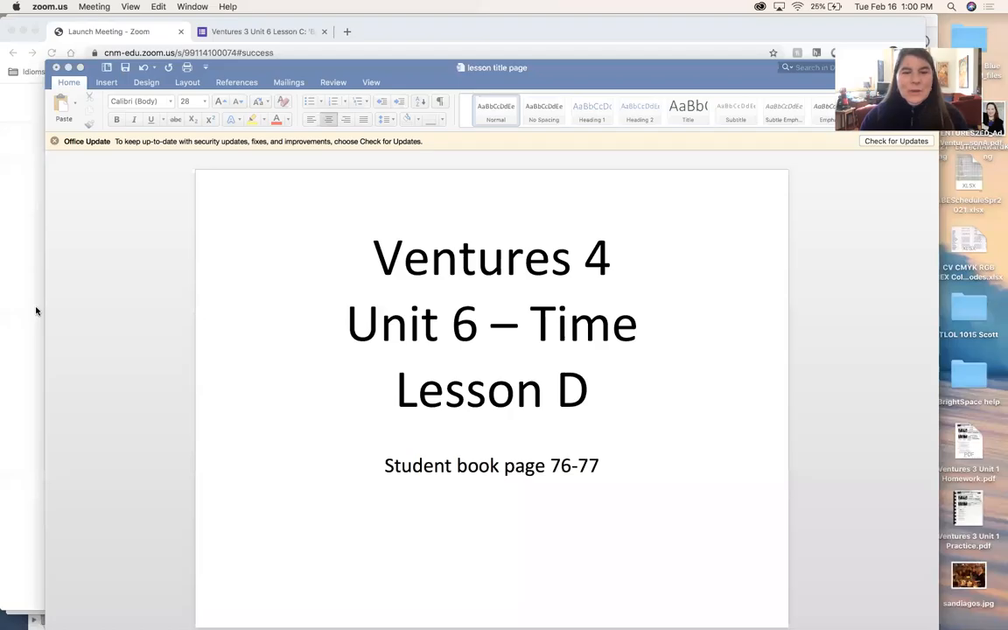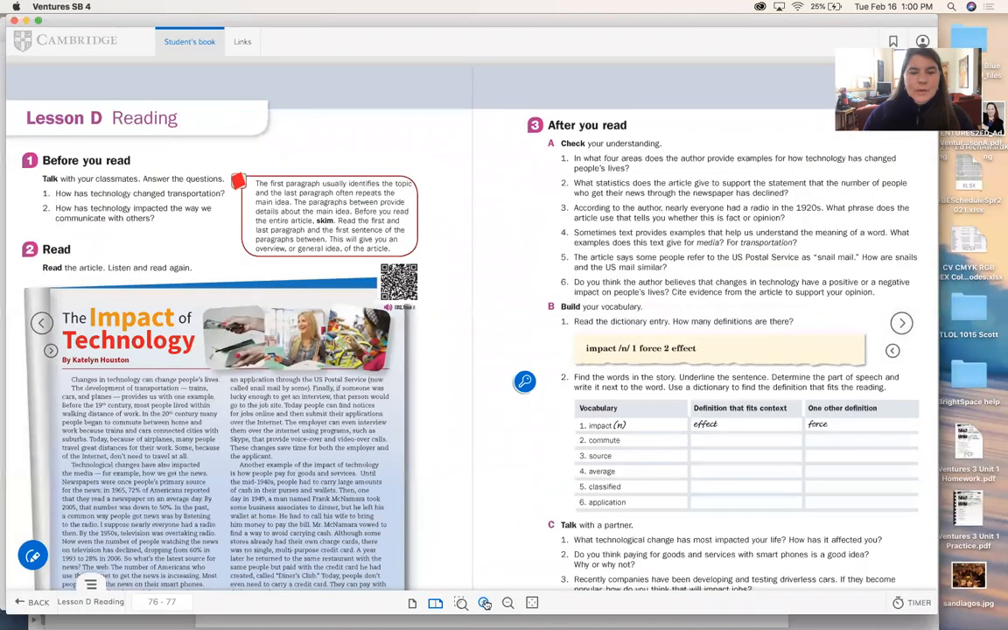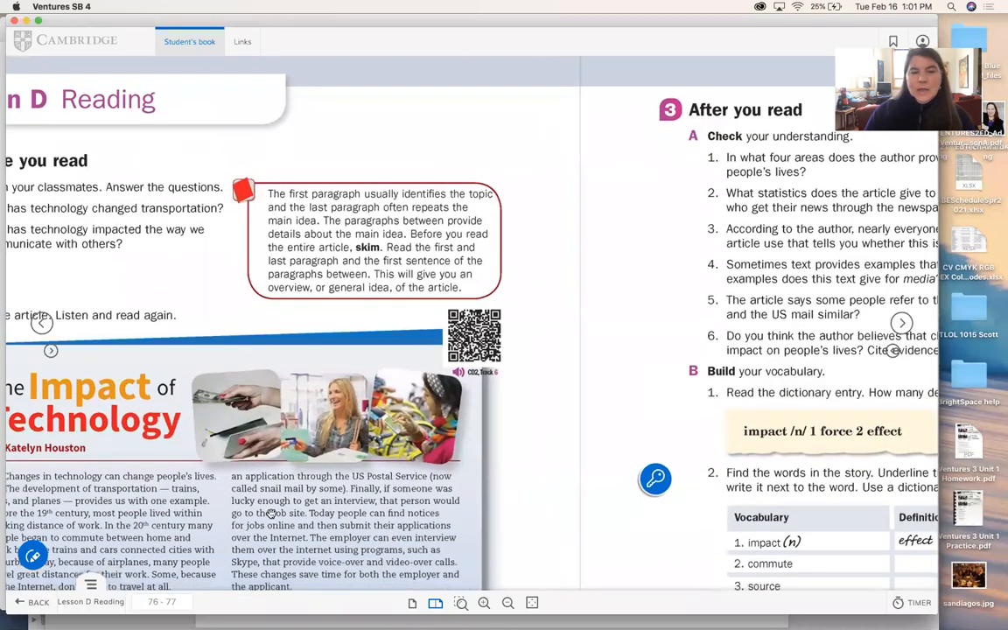Today we are doing lesson D. This is a reading lesson. So in your book, it's page 76 and 77. Okay, so lesson D is reading and vocabulary. Let's take a look. We're going to be reading about technology.